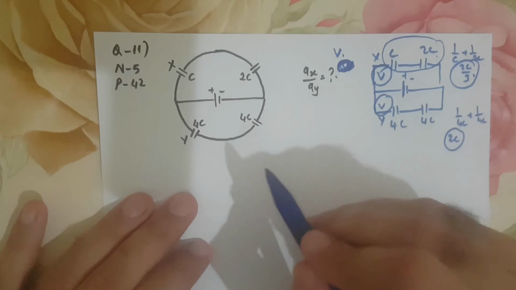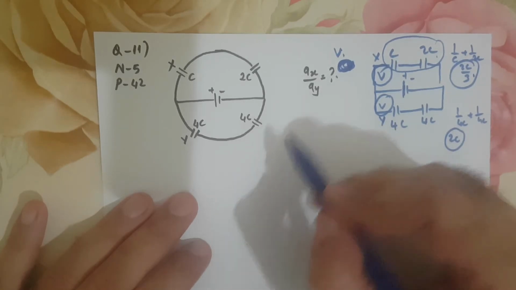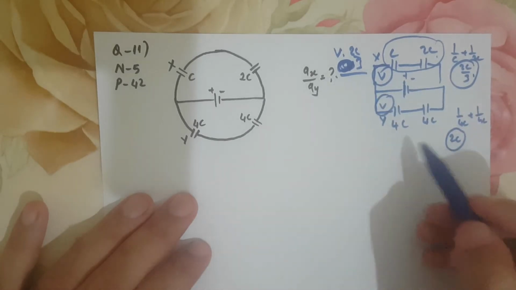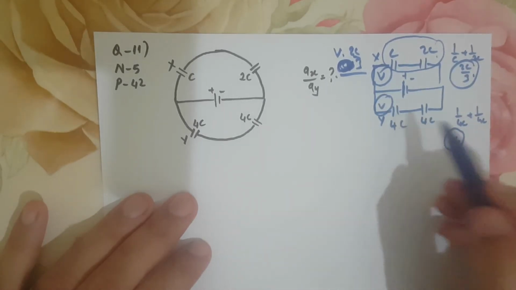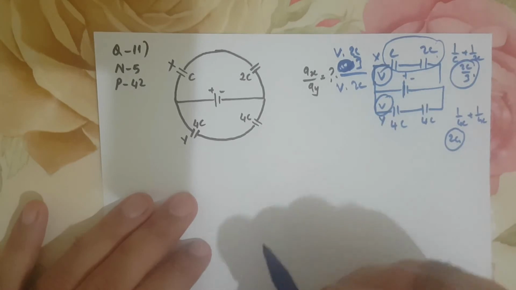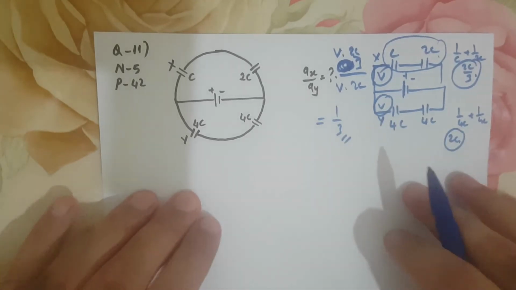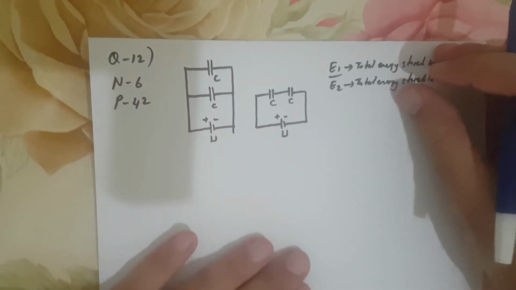So the V times 2C over 3. What about the QY? 2C times V. 2C over 1, so it becomes 1 over 3. Okay. What about the next one?